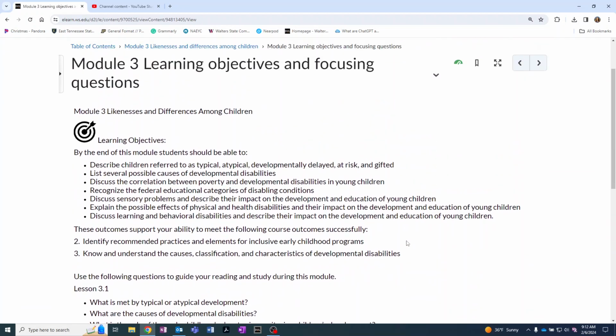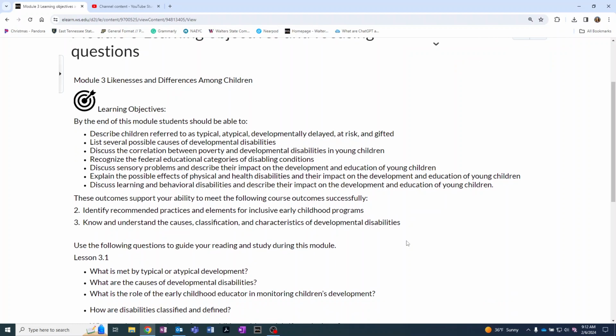So here are your learning objectives. So this week we're obviously going to hit our objectives here, right? So our outcome for our course outcomes is we want you to be able to identify recommended practices and elements for inclusive early childhood programs. You also are going to know and understand the causes of classification and characteristics of developmental disabilities, right? So we have some modules. So these are the things I want you to be able to do when you're done with this module, right?